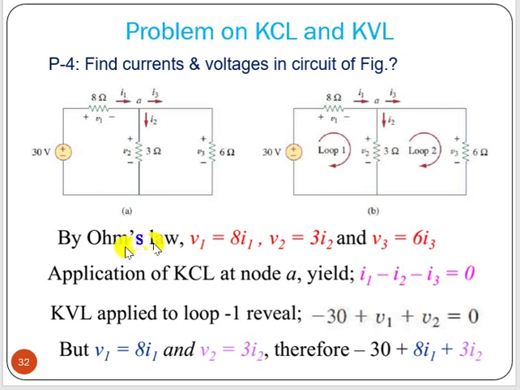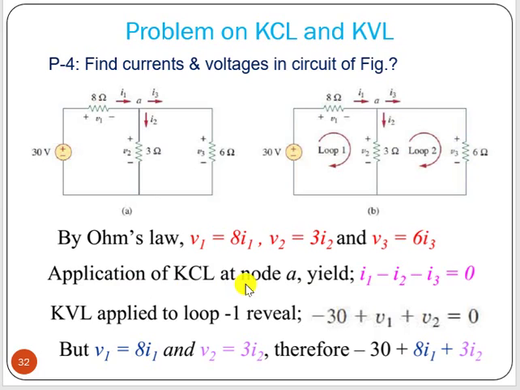So now if we apply Ohm's law, what can we write? We have taken two loops, loop 1 and loop 2. The loop 1 current is I1. So V1 equals I1 into 8 ohm, that is 8 I1. V2 equals what? This current is I2, so 3 into I2. V3 is what? This current is I3, so 6 into I3.